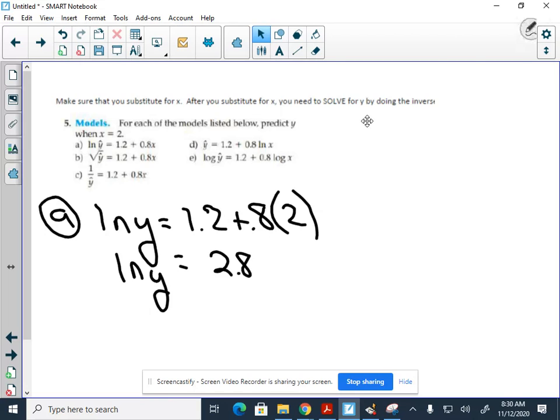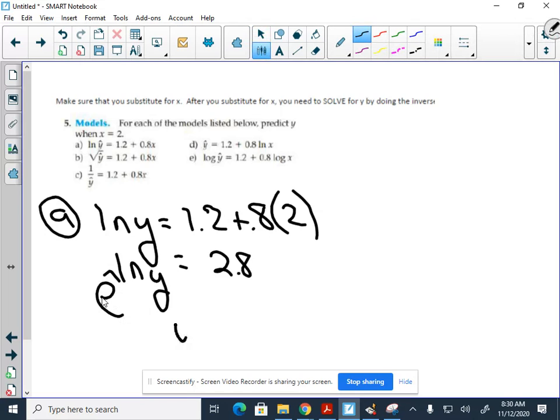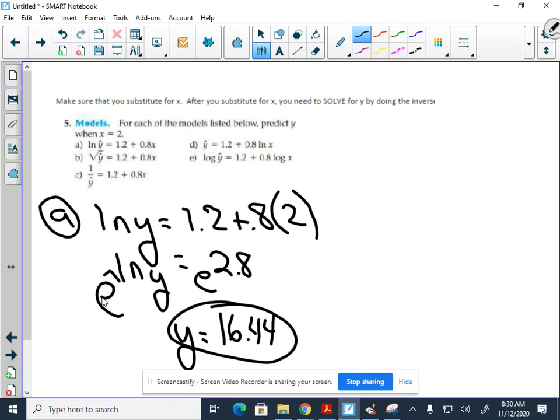To undo the natural log, you simply take e to that power. You're going to get y, e to that power, and you get the 16.44, and that's going to be the answer. But you have to undo what is done in each of these problems. So part B is the square root of y equals, and once you've put this in, you get 2.8.